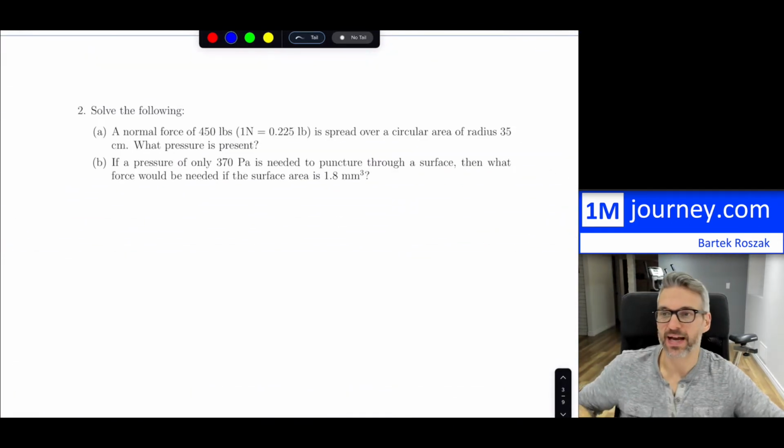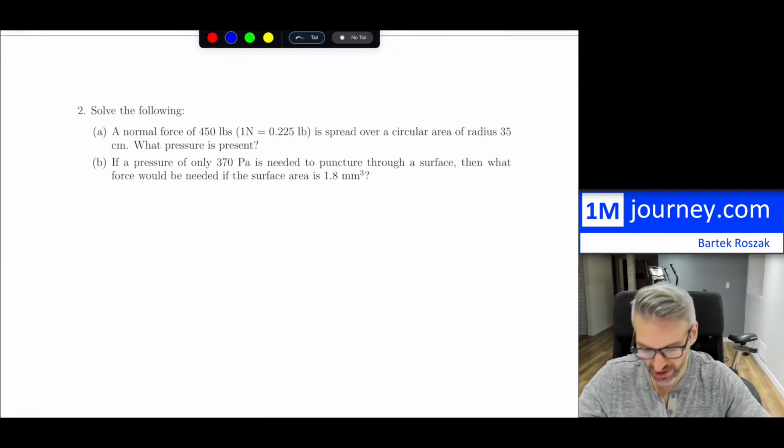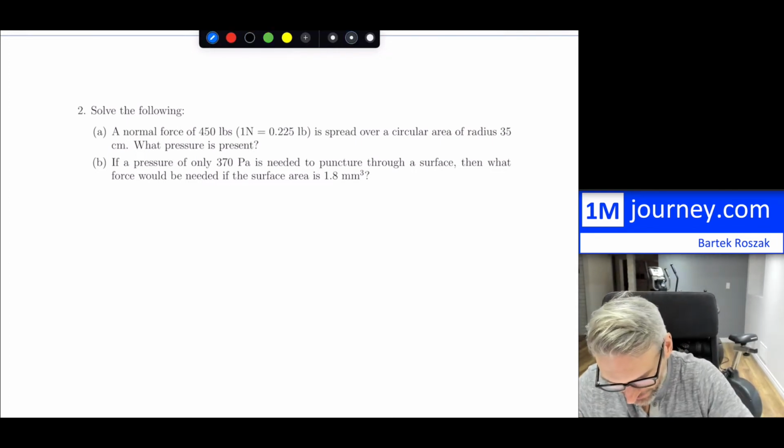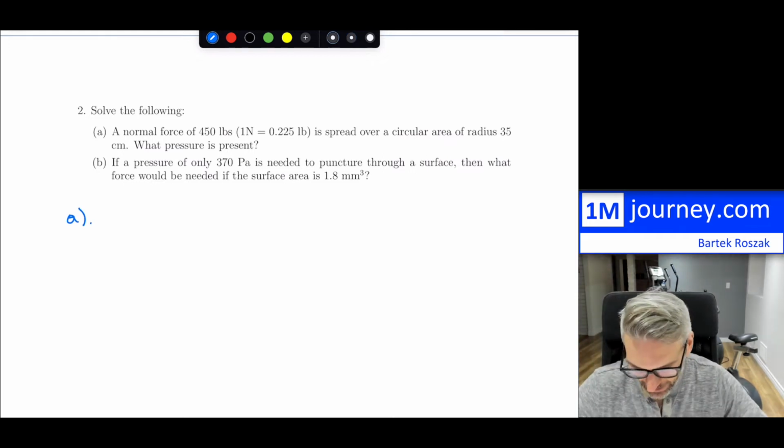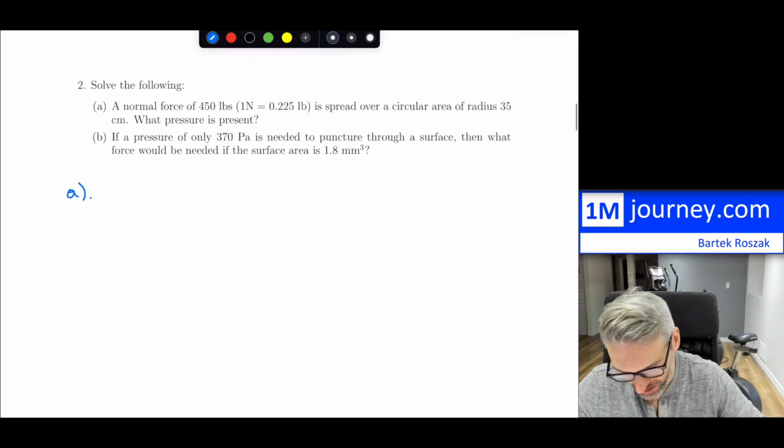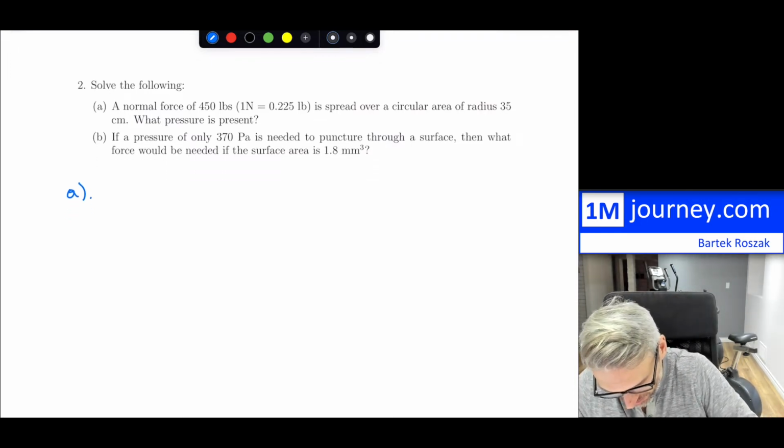Here is example number 2. Okay, so let's try to see this. This has 2 parts in here for us. So let's take a look. So again, part A first. A normal force of 450 pounds is spread over a circular area of radius 35 centimeters. What pressure is present? Okay, so this isn't very difficult.